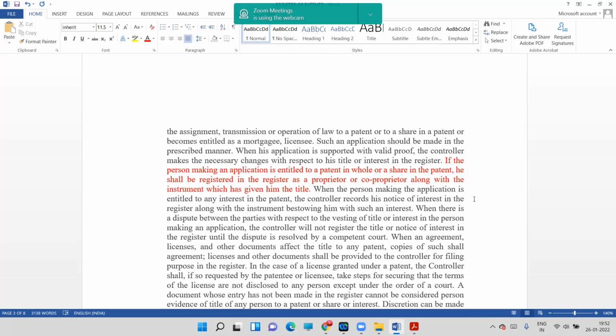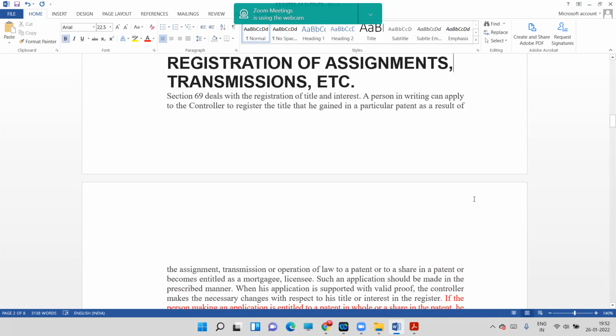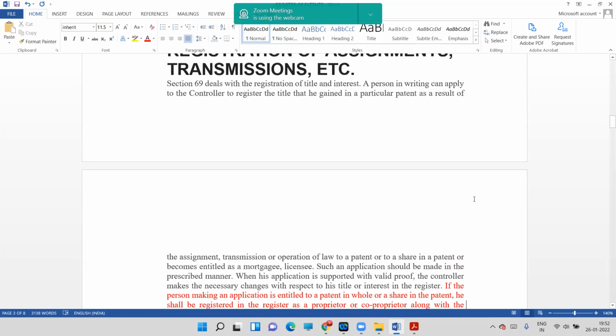Such an application should be made in the prescribed manner. When his application is supported with valid proof, the controller makes the necessary changes with respect to his title or interest in the register. As the person making an application is entitled to, what is the meaning of interest in the register? If they have some interest in the patent, meaning any type of interest, that is mortgage, license. Okay.